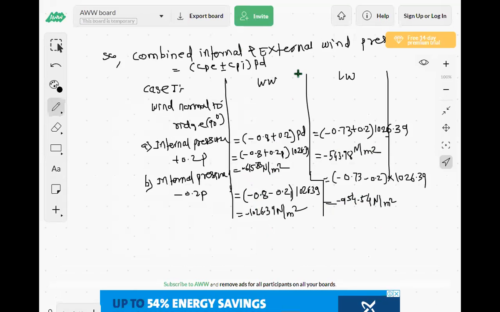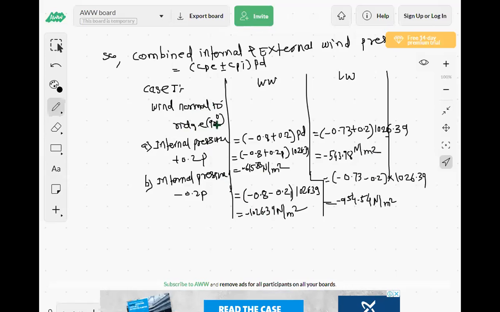These four pressures we got if the wind is normal to the ridge.